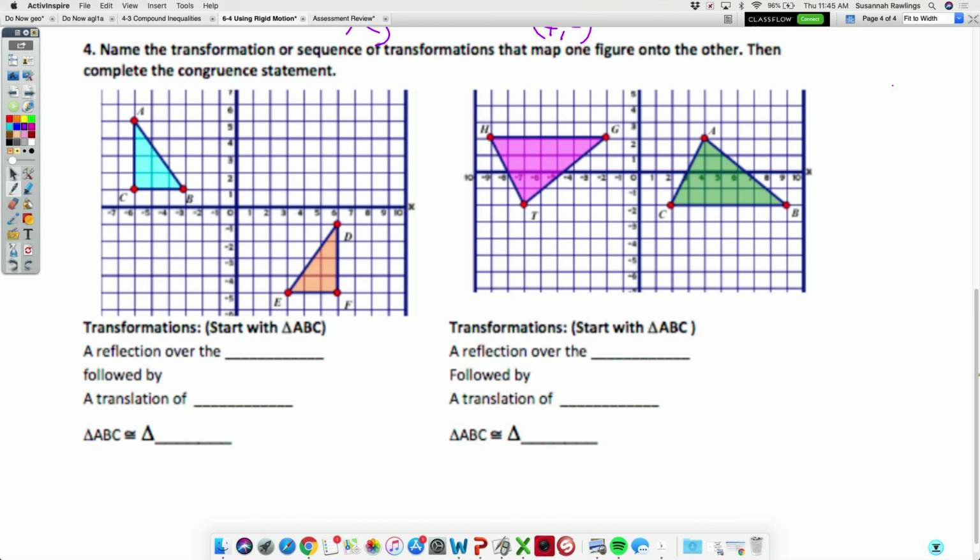Yeah. So let's go ahead and do that. Remember how to reflect. We just count away. So 3. I'm going to go right 3. 1, 2, 3. 6. 1, 2, 3, 4, 5, 6. And that should line up over here. Okay, so we reflected over the y.